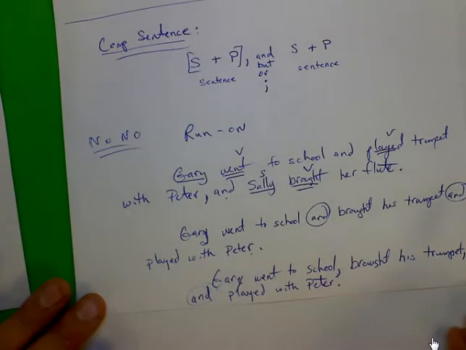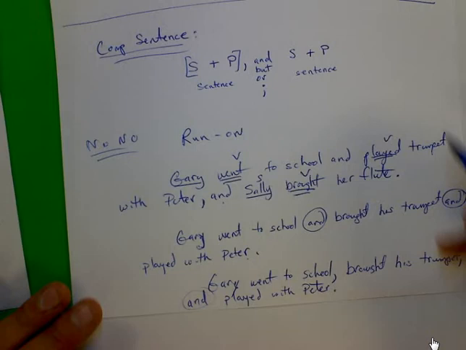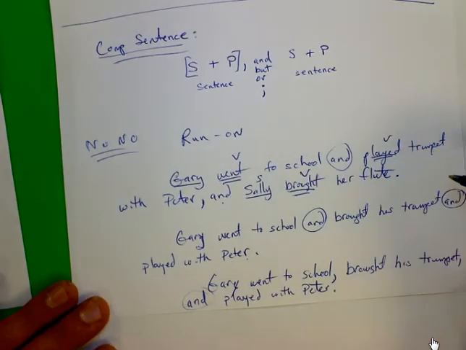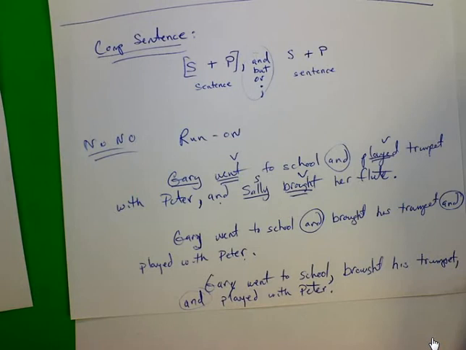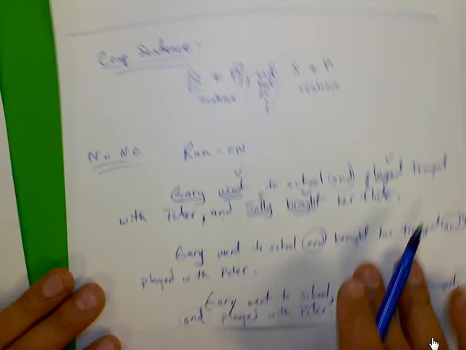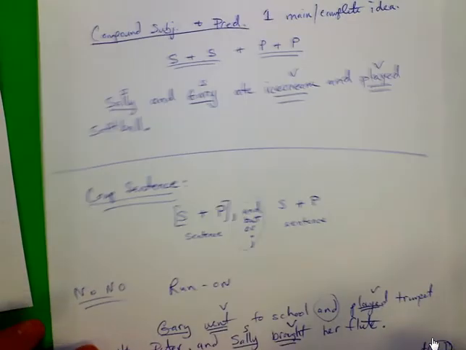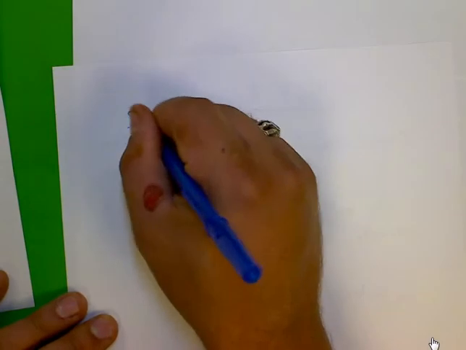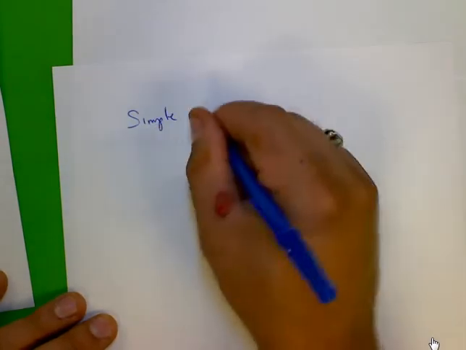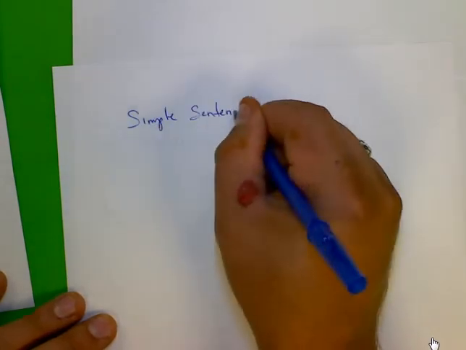So, I guess the big thing here is to pay attention to your conjunctions, pay attention to your punctuation as well. Now, for this part 3, I'm going to take this one final step and we'll just do a quick review of what we have. We have what's called the simple sentence.